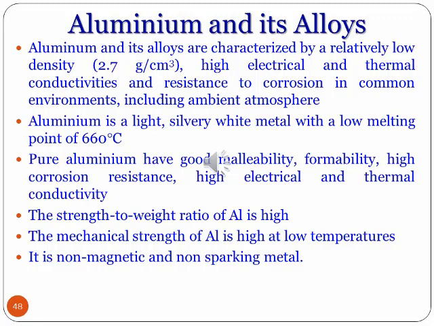So aluminum is a light silvery white metal with a low melting point of around 660 degrees Celsius. Pure aluminum has good malleability, formability, high corrosion resistance, high electrical conductivity and high thermal conductivity. Their strength to weight ratio is very high and mechanical strength of aluminum is high at low temperatures. It is non-magnetic and non-sparking metal, hence it is used in most of the aircraft applications.